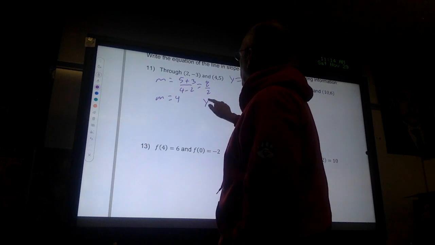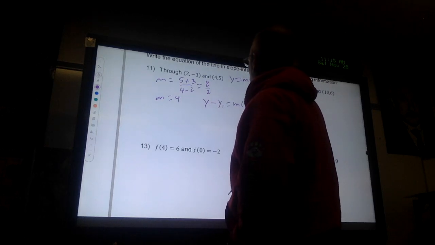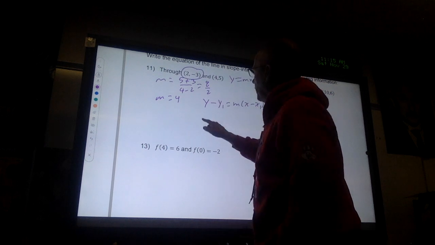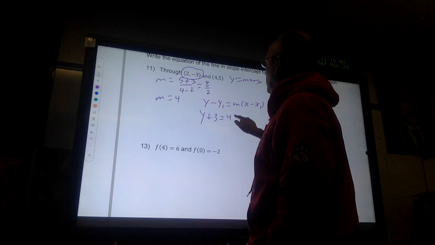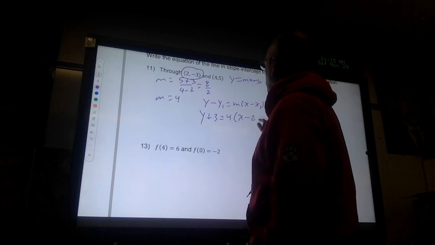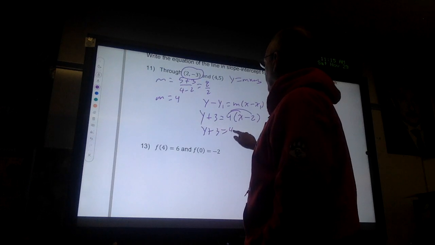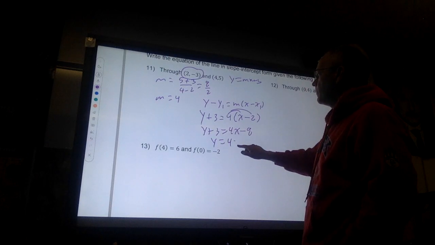Then we're going to plug in a point slope. Pick whatever set of points you want. I'll pick that one. Plug it in. So I'm going to get y plus 3 equals 4 times (x minus 2). Distribute the 4 over, and subtract 3.